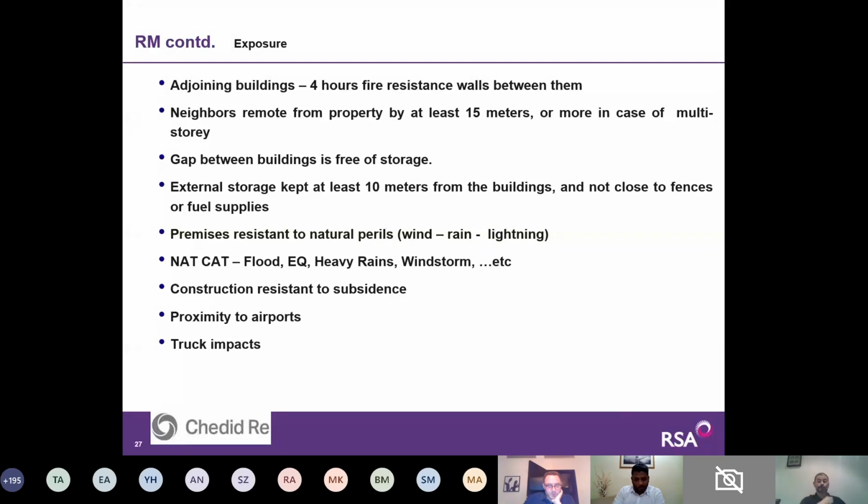Okay, this is the exposure. By now, we just analyzed risk management. We are still analyzing a lot of factors. This is what we do to come up with a decision. Are we going to write this risk or not? So for risk management, we did construction, occupancy, protection, exposure. Now we get the conclusion.